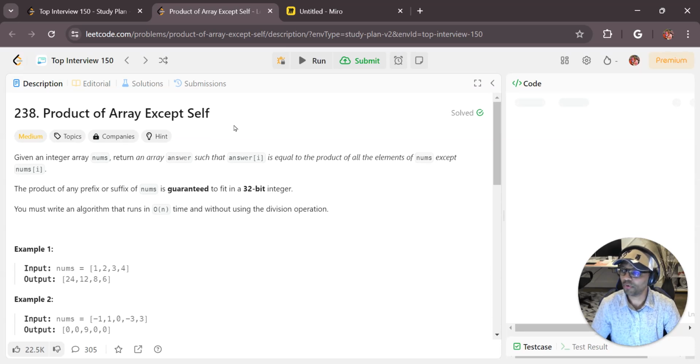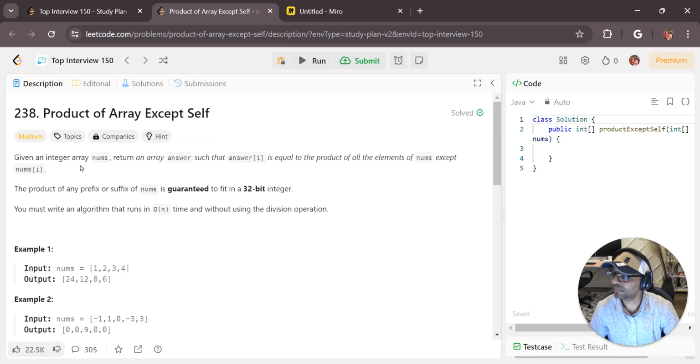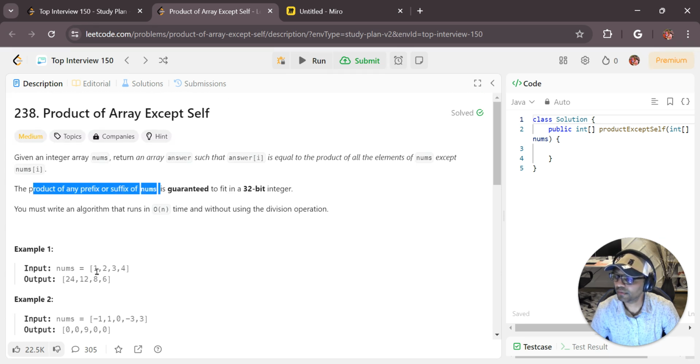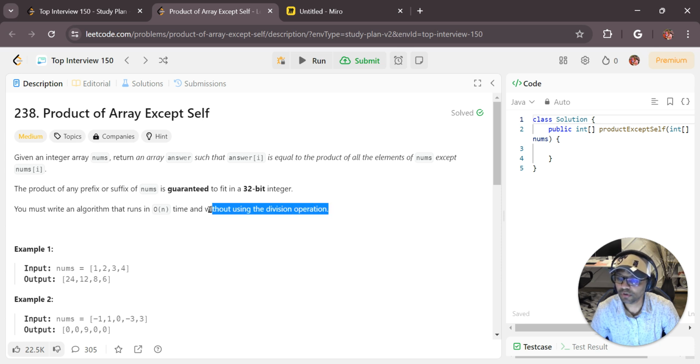The next one is product of array except self. So let's read the problem. Given an integer array nums, return an array answer such that answer of i is equal to the product of all the elements of nums except nums of i. The product of any prefix or suffix of nums is guaranteed to fit in a 32-bit integer. Basically, any product of any subset of these elements is going to fit in a 32-bit integer. You must write an algorithm that runs in O of n time and without using the division operation.